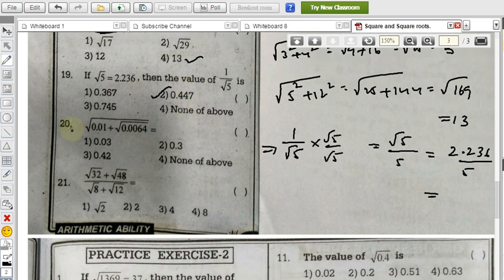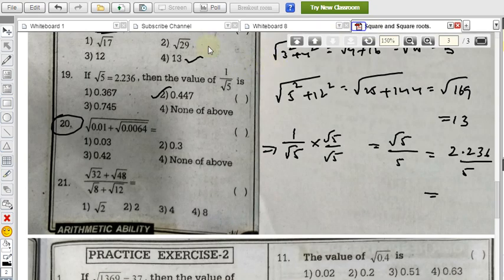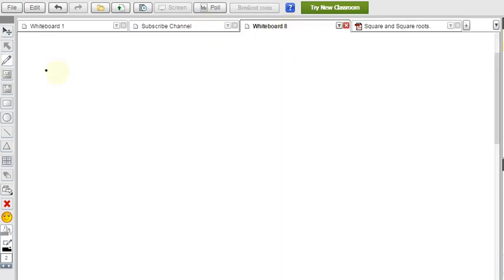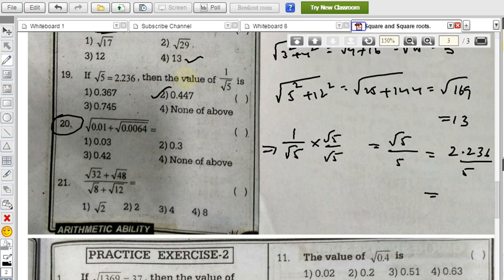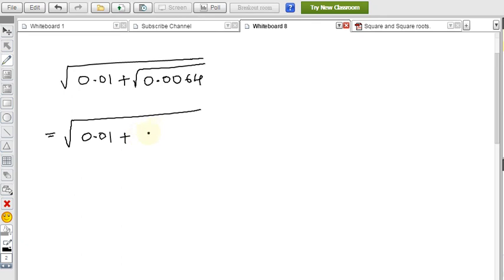Okay. Now let me explain some of these decimal types of square roots. Root 0.01, let us take this on the whiteboard. Root 0.01 plus square root of 0.0064. We can write in fractions: square root of 64 by 10,000, because after the point there are 4 digits, so 64 by 10,000 we can write.